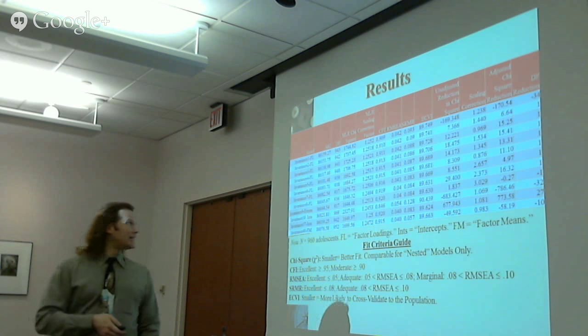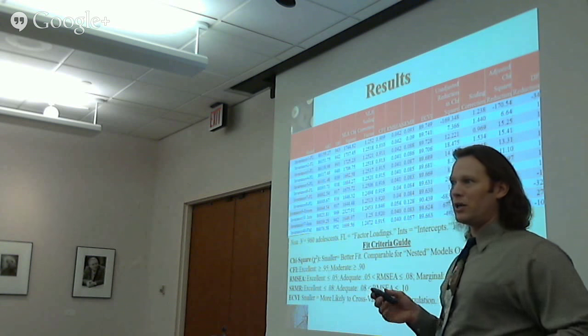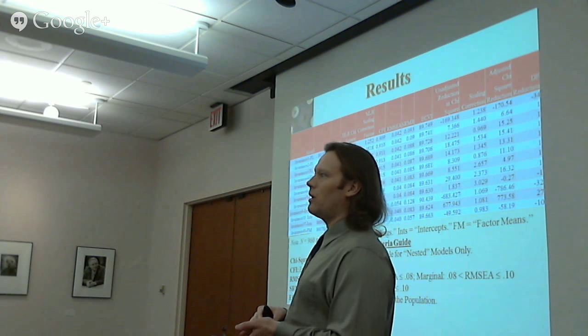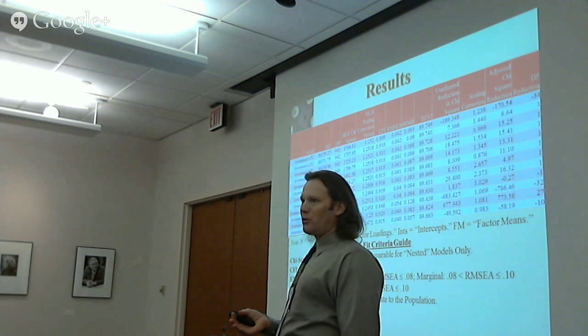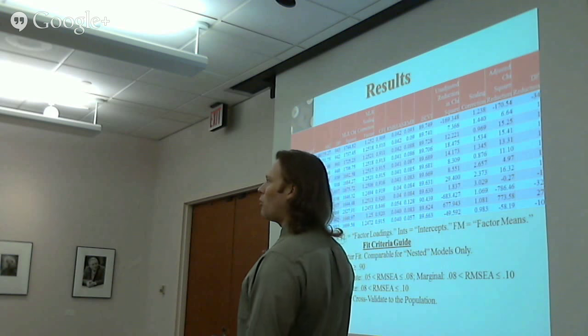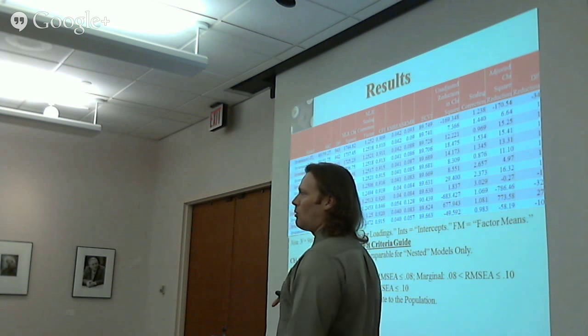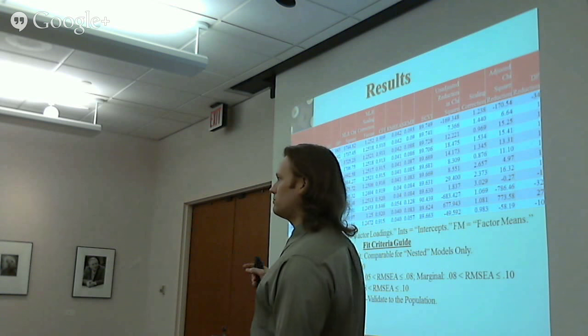And then let me talk about ECVI for just a second. I haven't talked about it up to this point because it's a comparative index that's meant to help keep us from overfitting a model to particular sets of data. So as I increase parameters, ECVI will penalize us for that. And so what we want is every time we add a parameter, we want ECVI to go smaller, because if it goes larger, then we're overfitting to the sample.